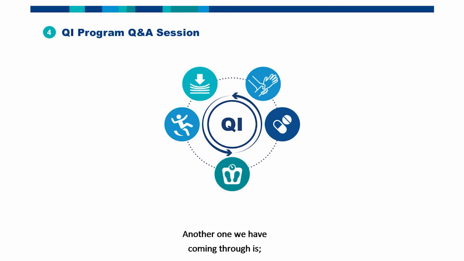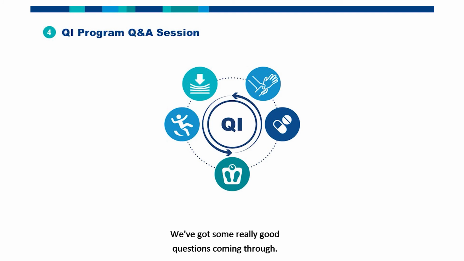Okay, so another one we have coming through is, if someone is eligible for multiple exclusions, how do we record this? And the answer to that would be, where multiple exclusion reasons apply to any care recipient who is excluded from being assessed for a quality indicator, the care recipient should be recorded only once against the primary reason for exclusion.